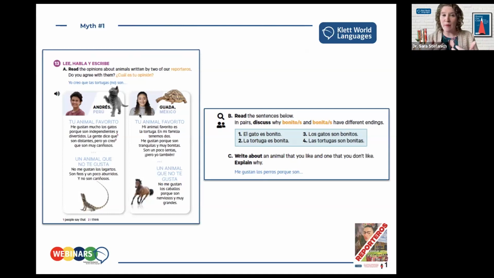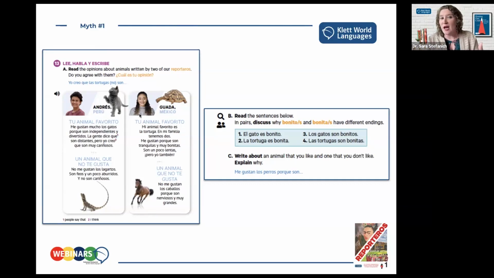So it's in an interpretive mode to get started. They have to read about these different people and animals that they like and that they don't like. And they're tasked with saying, "Do you agree with these opinions?" So students have an expression of meaning here in the written format, and they have to engage with it, interpret it, negotiate meaning. Maybe they don't understand some of these words. And they're doing that so that they can decide whether they agree.